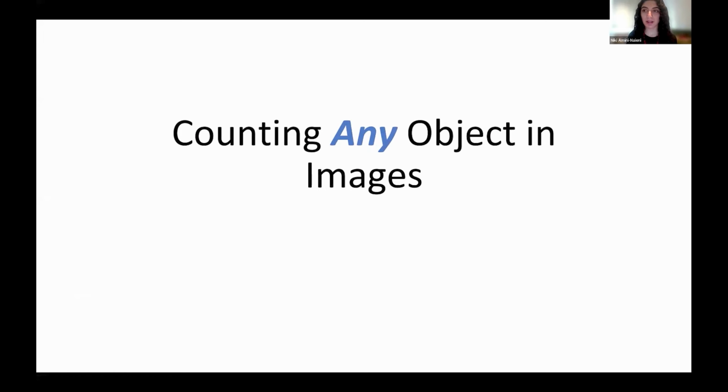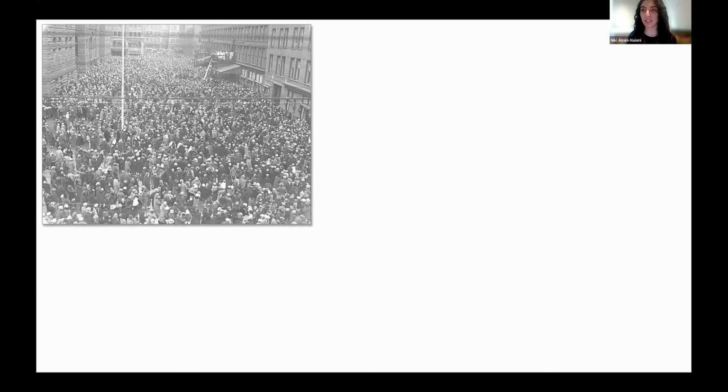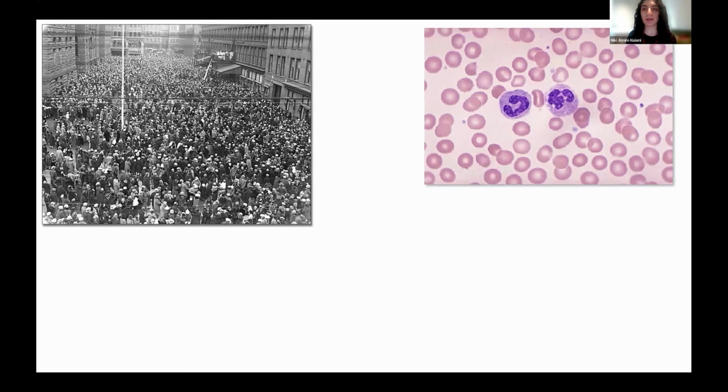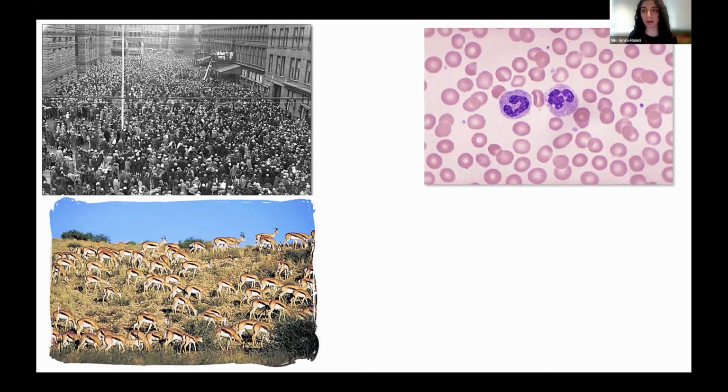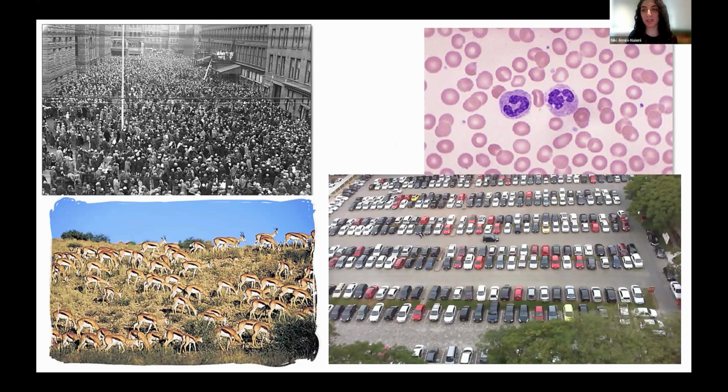So you can imagine if you have a tool that can automatically count any object in images, you can do many different tasks. And this would be quite useful. For example, you might want to count people in crowds to limit the spread of illnesses like COVID-19. Or you might want to count cells in microscopic images to diagnose different diseases. Or you might want to do biodiversity monitoring in conservation. Or monitor the number of open spaces in a parking lot. So it's pretty clear that this problem has many different applications across many different domains.